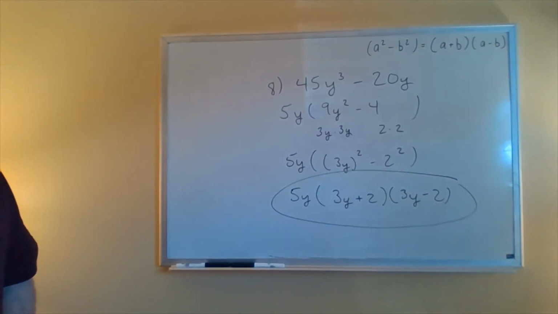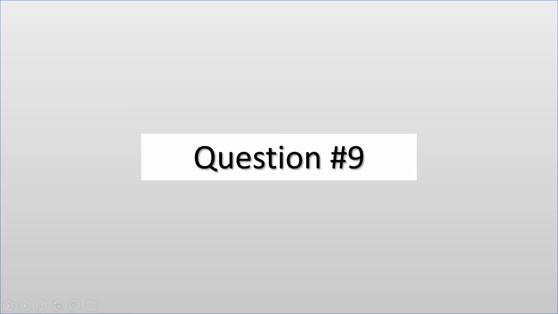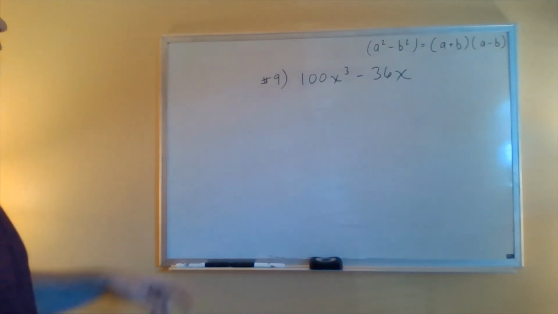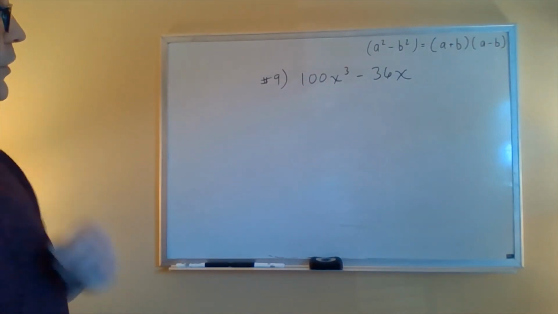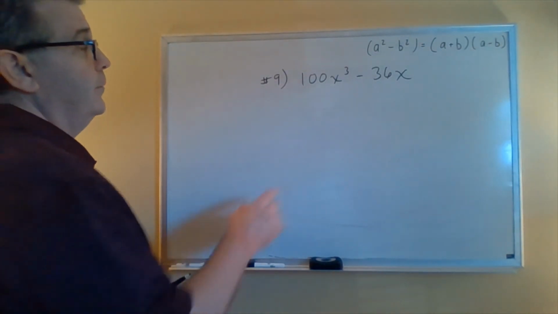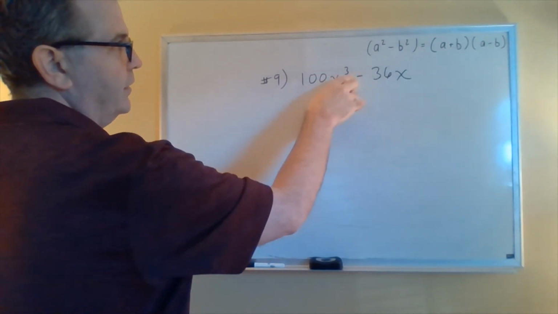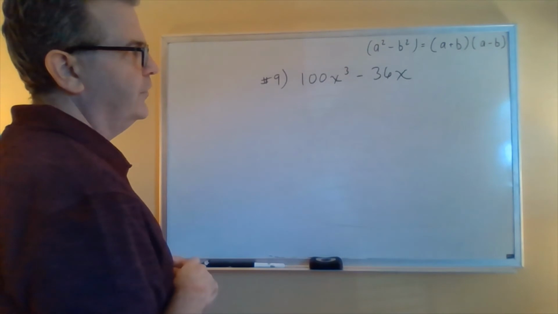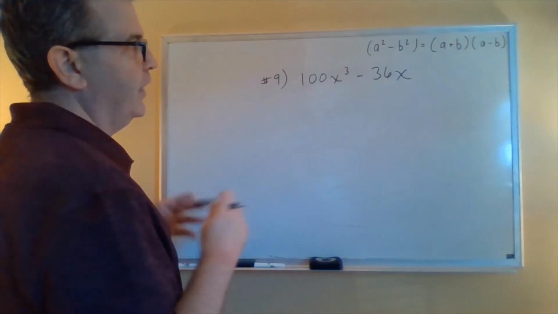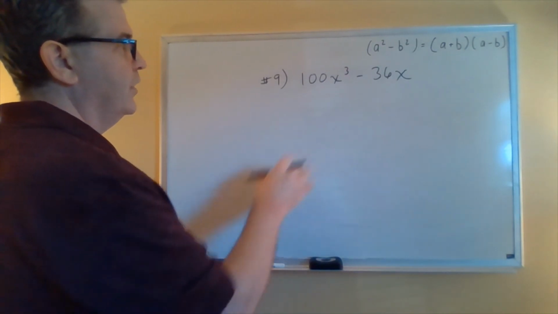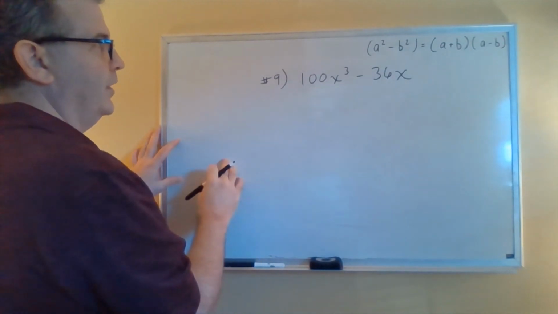Okay, let's take a look at number 9. Okay, here's number 9, 100x cubed minus 36x. Do we have perfect squares? We're okay with 100 and 36, but because we have odd number exponents on our variable, that throws out the perfect square possibility. So we're going to have to go greatest common factor. So let's start by looking at the numbers.